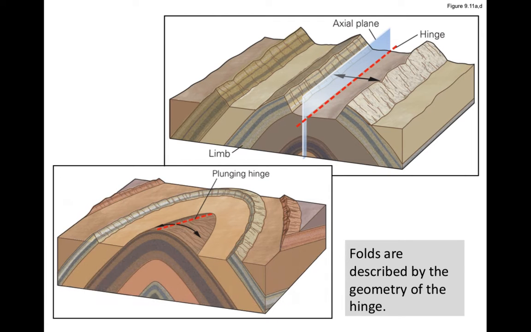So unfortunately, the second diagram doesn't show that there's an axial plane. Just like this one, there's one that goes right through here, an axial plane, and all the hinge lines that go through here will be inclined from the horizontal. This one's horizontal, so this is a symmetrical anticline. This is a plunging anticline.